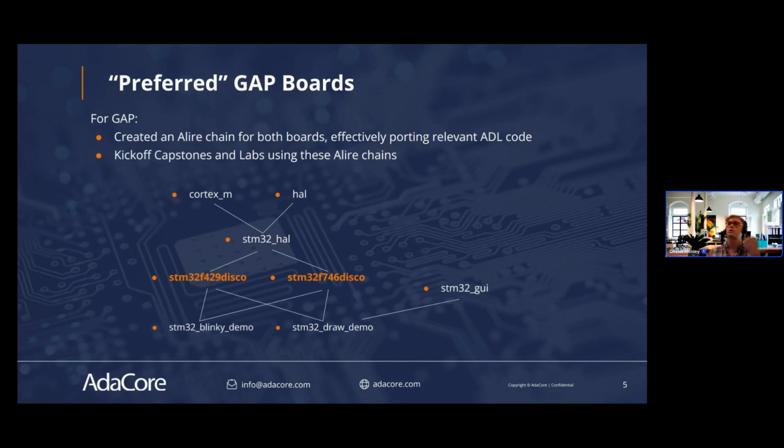And then I have a Blinky demo and a draw demo that work for both. This is really just so that, again, with Alire I can build those and start talking with students directly about the layers that are implied to build an application. We have something we can see and we can use. Okay, so they start from there.